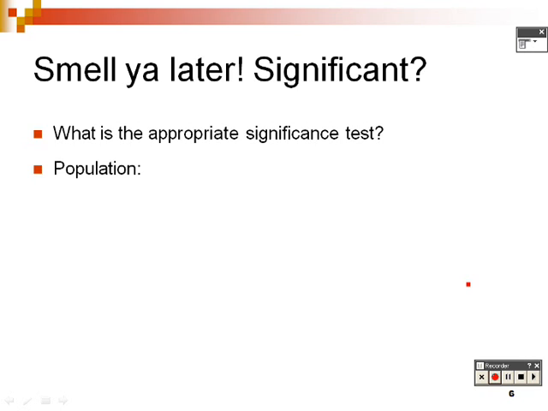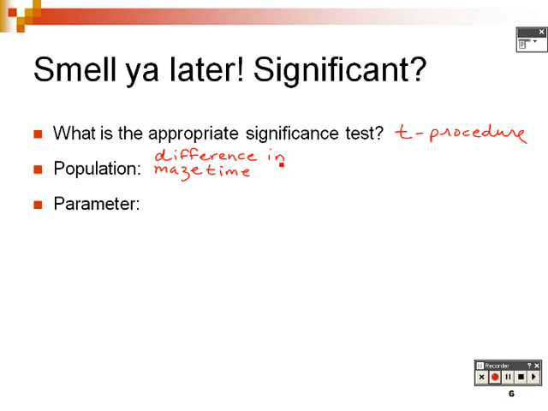Okay, so what's the appropriate significance test in this case? Well, we don't know the standard deviation, so it's going to be a t procedure. Okay, our population is Maya's times. If you want to be more specific, you can say difference in Maya's times. And the parameter is going to be the mean difference.